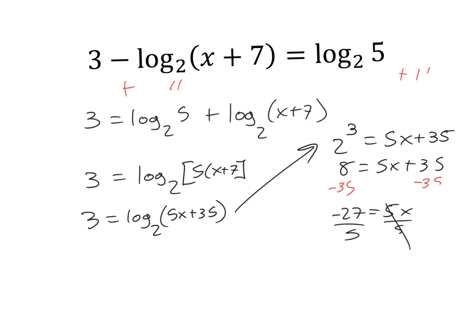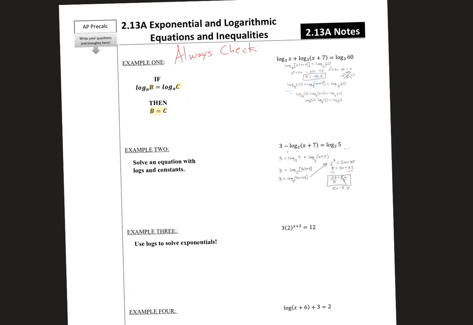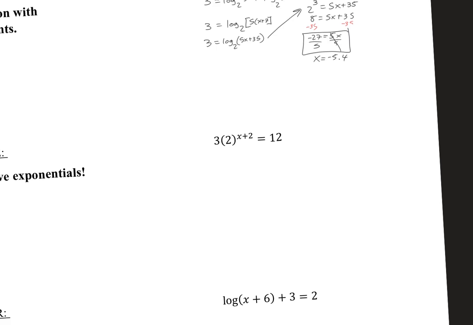And we got an answer, but it's a negative answer, so let's just think about this. So x is, what would that be? That's negative 5 and 2/5, so negative 5.4. Well, that's going to be okay, because if I plug in a negative 5.4 here, I still get a positive value in my log. So this is going to be a valid solution. We're good.